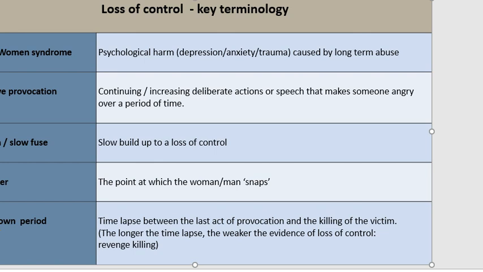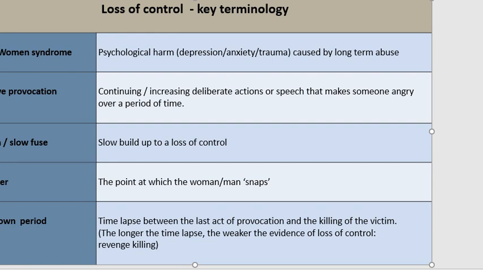And the cooling down period is basically a time lapse between the last act of provocation and the killing of the victim. So the last time that her husband provoked her by threatening to hit her over the head with the iron and threatening to beat her so hard the next day, and then the time until she had lost control.